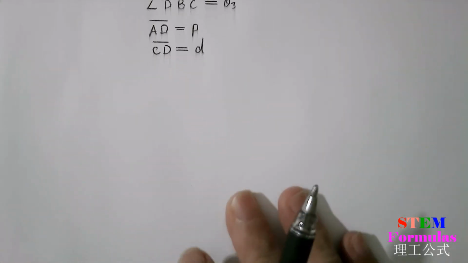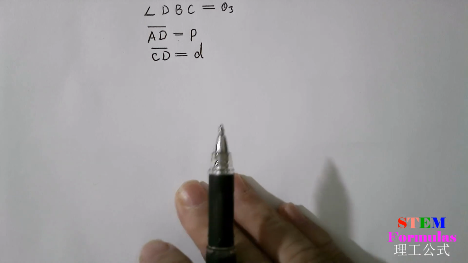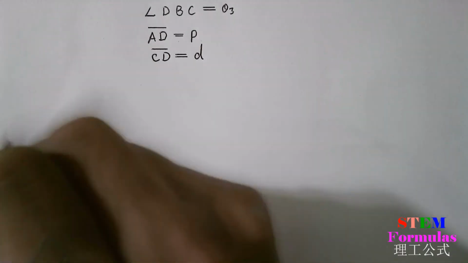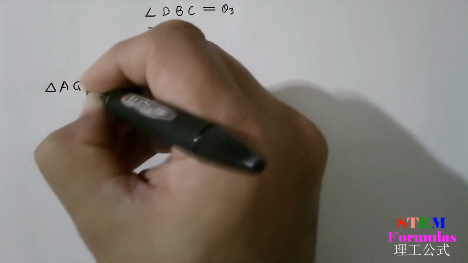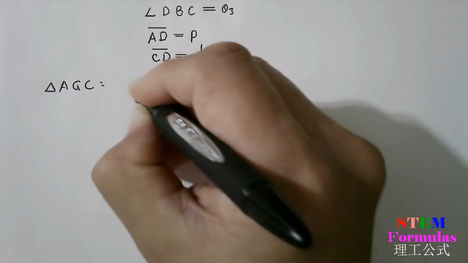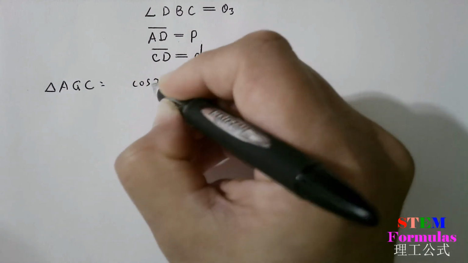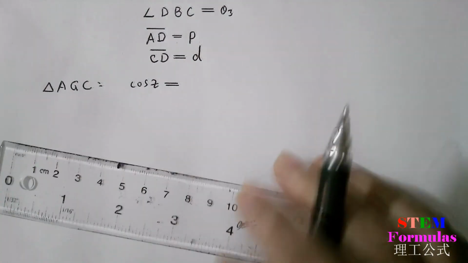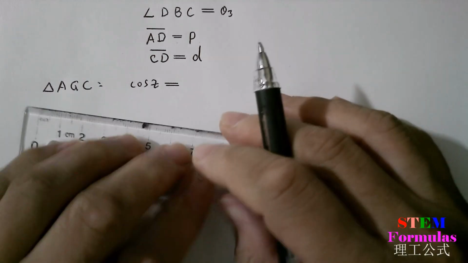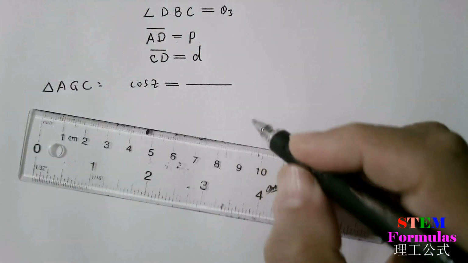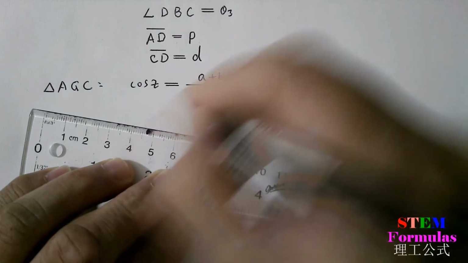After I defined the angles and the distances, I can use some laws. Now, we consider triangle AGC. Cosine Z equals A plus B divided by R.